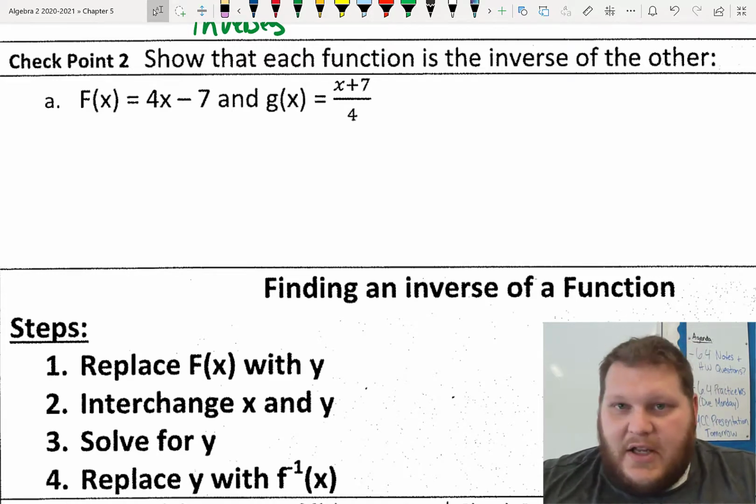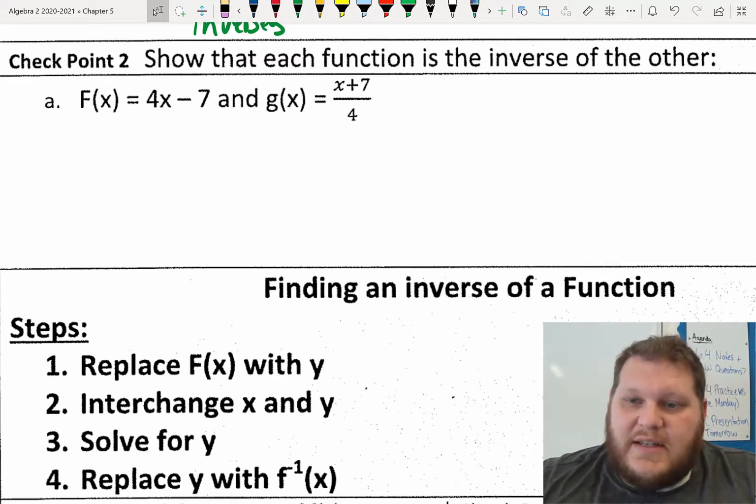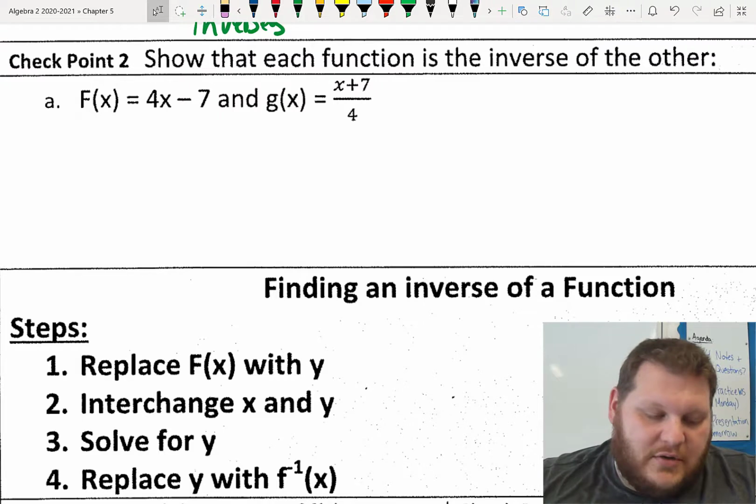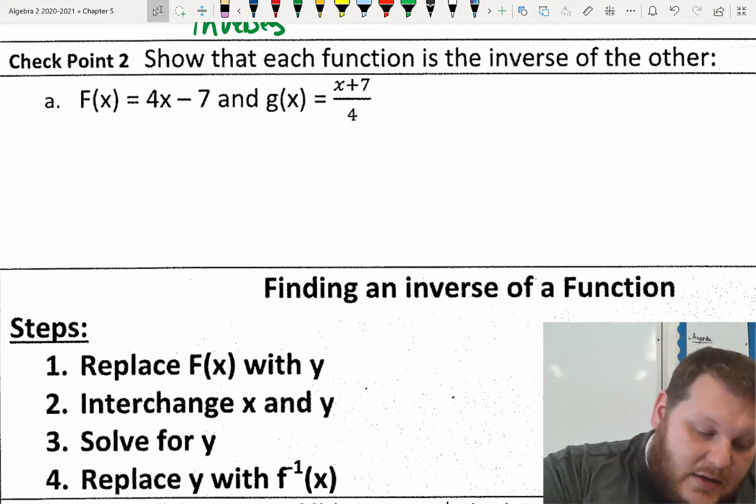So go ahead and pause the video again. Check this on your own. Check to see if f of g of x gives me x and g of f of x gives me x. Okay, now that you've gone through and done that, let's take a look at it together.